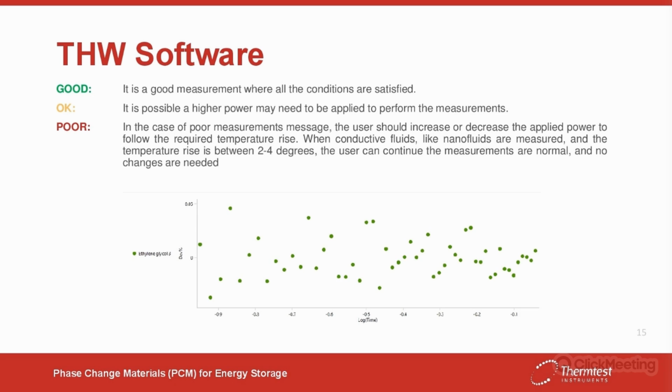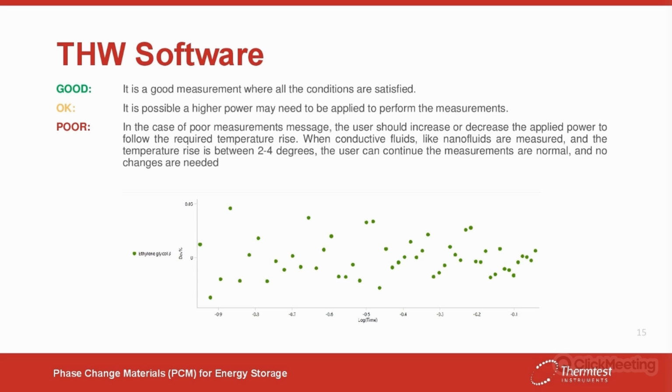There are three quality messages in the THW software. The first one, as we mentioned, is the good one, that the measurement is good. All the conditions are satisfied. There is no external noise or electronic noise for the measurements. There is no vibration. There is no convection, so the user can move on.